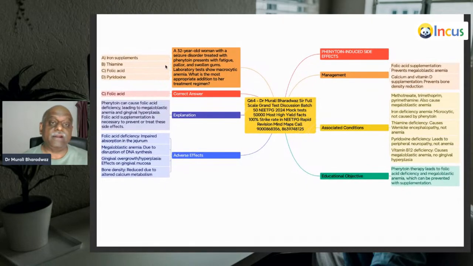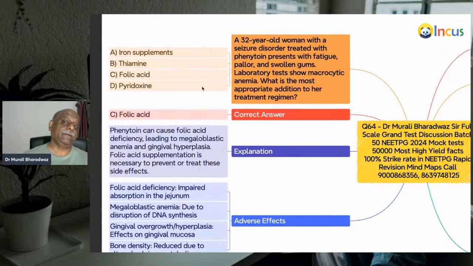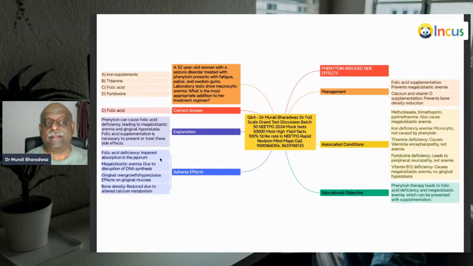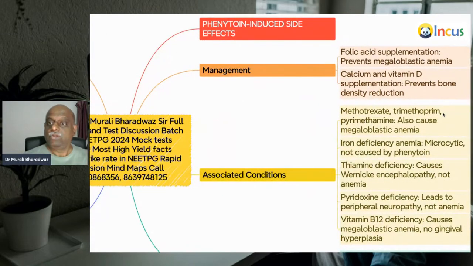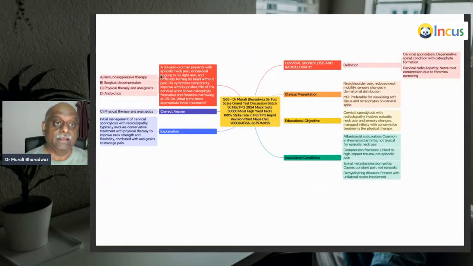32-year-old treated with phenytoin presents with fatigue, macrocytic anemia. So, what is the most important part of the regimen? Folic acid. Phenytoin can lead to development of megaloblastic anemia. So, methotrexate, trimethoprim, pyrimethamine, they all lead to megaloblastic anemia, is what you have to remember.